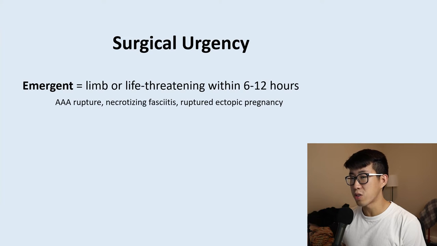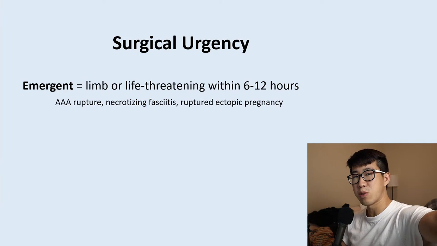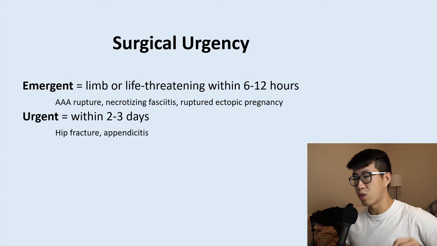The first one is going to be emergent, and this is limb or life-threatening within 6 to 12 hours. So think about all the emergency conditions like AAA rupture, necrotizing fasciitis, ruptured ectopic. These patients need to go straight to the OR, and they should not take any time doing a cardiac risk assessment. They should just go straight to the OR.